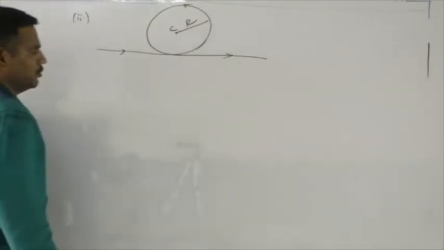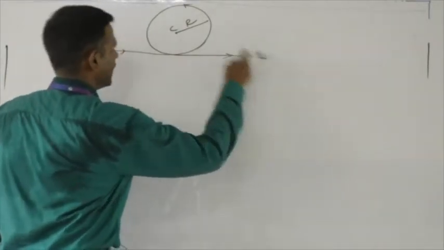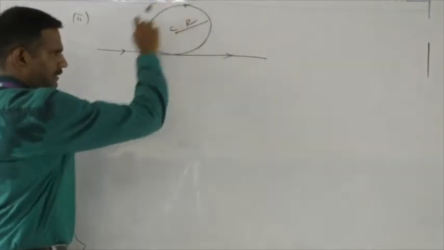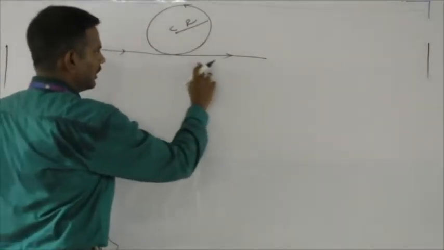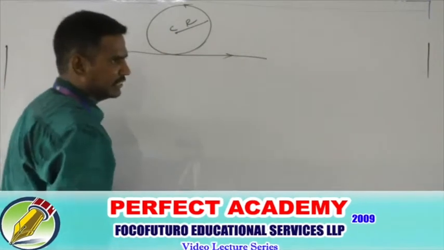Now here also we have 2 parts. One is that infinitely long conductor, and another one is the circular shaped conductor. Due to the infinitely long conductor at some perpendicular distance, what is the magnetic field intensity?